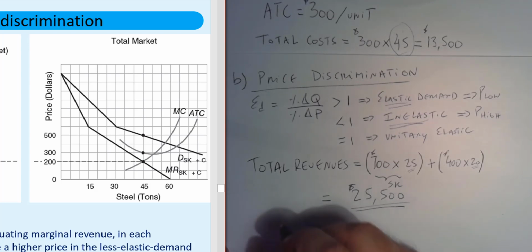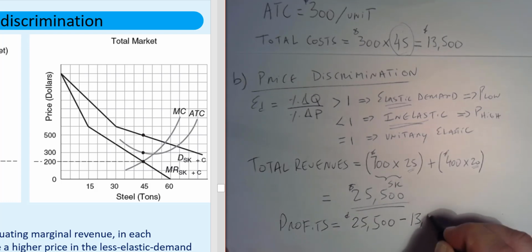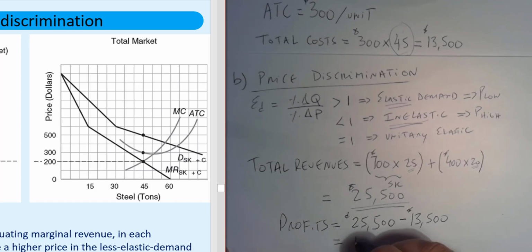And therefore, profits now, which are equal to revenues minus costs, is 25,500 minus the same 13,500 that it costs us to produce those 45 units, and therefore profits increase. Before we were making $9,000 in profits, and now we make $12,000. This is the motivation that firms have to do price discrimination.